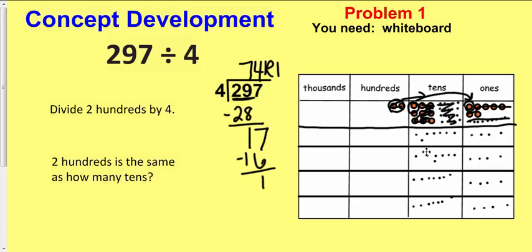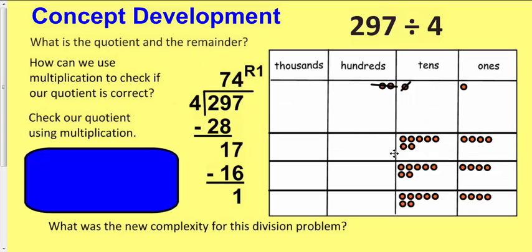So let's see if our quotients match. So this says I have 74, remainder 1. Here in each group I have 1, 2, 3, 4, 5, 6, 7. There's 70, 74, and here's my remainder of 1. Okay? So now that we have our answer, we are going to use multiplication to check it.